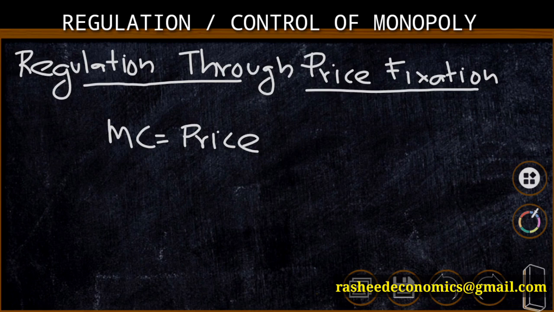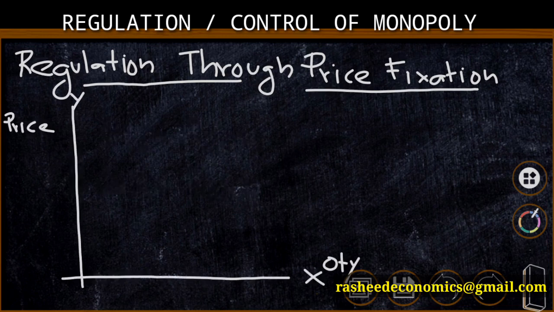In the same manner, the government can have another method, that is AC equal to price, average cost equal to price. In such a situation, the monopolist is getting only normal profit. We will be explaining the two methods together in the diagram.